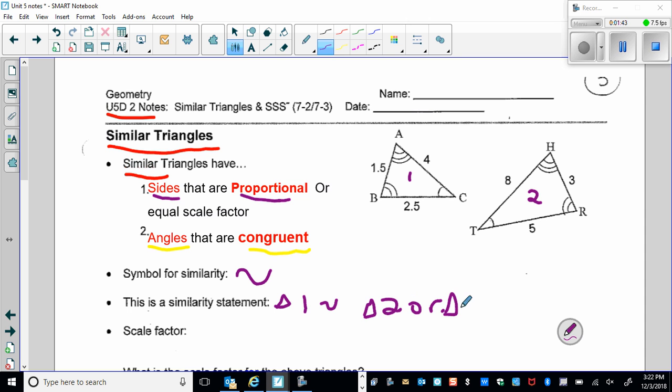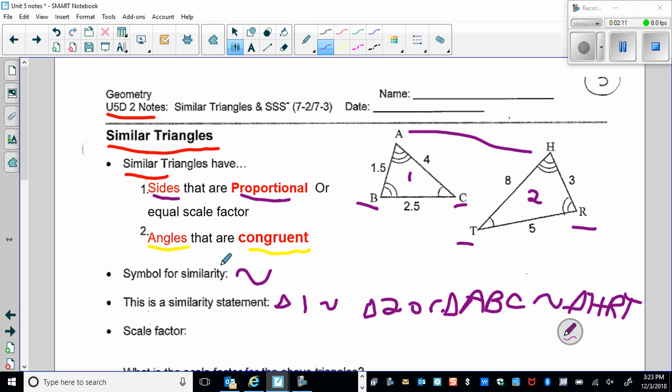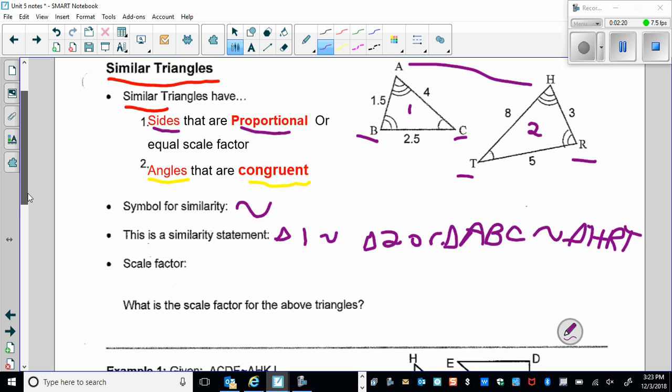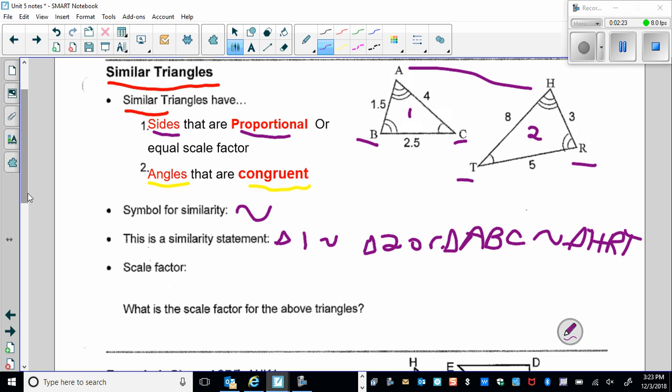Or I can write the whole thing, saying triangle ABC, A, started from the 3 line, to B, to 2 line, C is similar to triangle HRT. Okay, so the A and the H have to be in the same order. The B and the R need to be in the same location. C and T have to be in the same location. That is very important. If you don't make them in the same order, then your statement is going to be different.